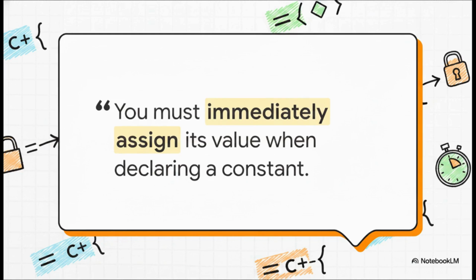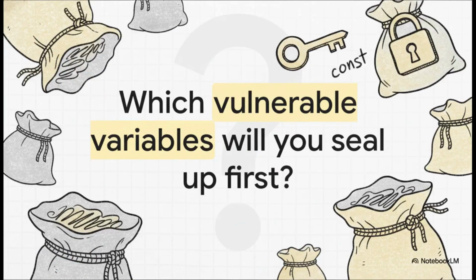I really want you to lock this strict requirement into your memory right now. The absolute moment you type const, you've got to use an equal sign and assign its permanent value on that exact same line. No exceptions, no delaying, and absolutely no waiting for user input. Declare it and initialize it simultaneously. That's the whole shebang. Which leaves us with this final thought.